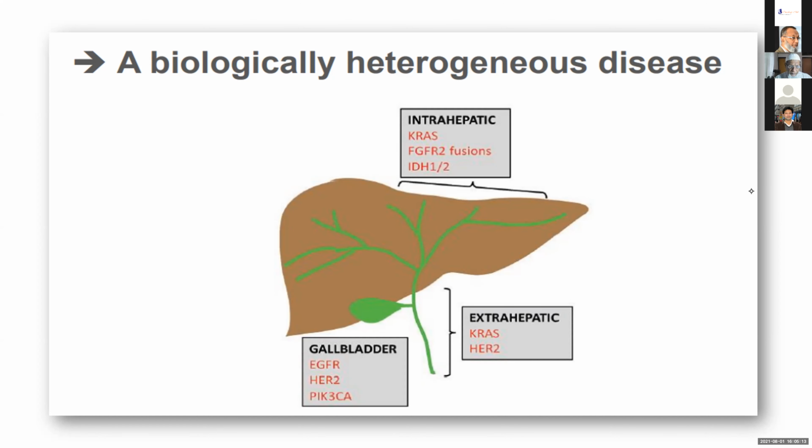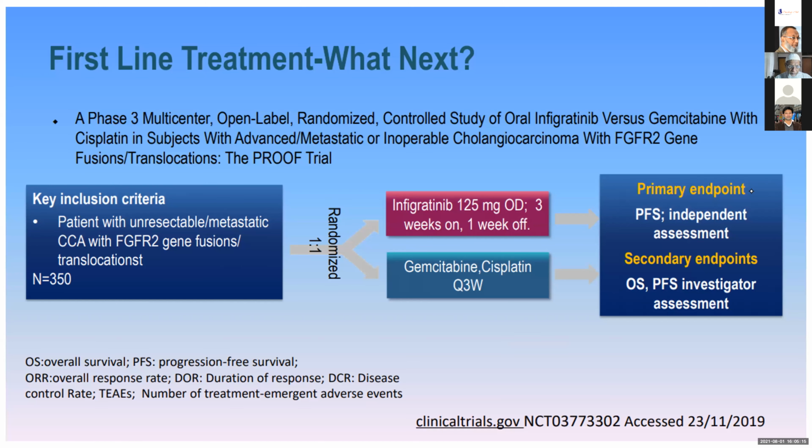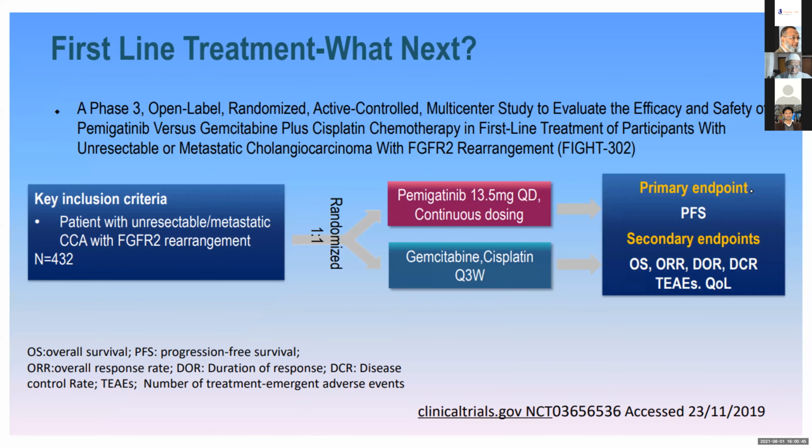So with these mutations, there are ongoing trials starting in 2019. There is a trial targeting the FGFR2 gene, in patients with unresectable or metastatic cholangiocarcinoma with FGFR2 gene fusion: infigratinib in one arm versus gemcitabine and cisplatin. The primary endpoint was progression-free survival, and the secondary endpoint was overall survival. This is an ongoing study, and we cannot know the interim data right now.